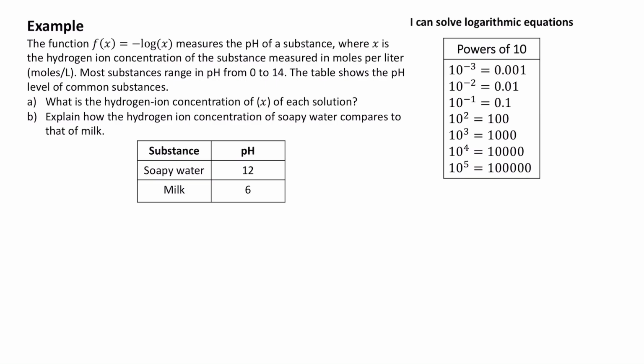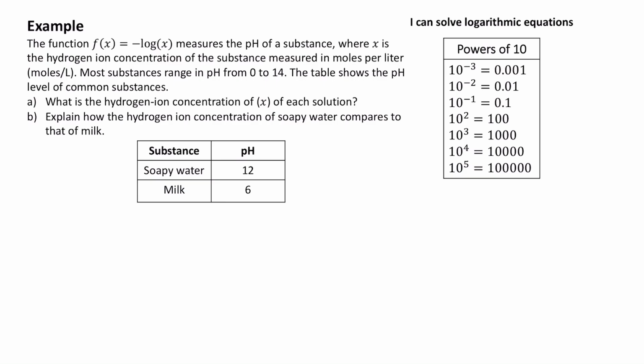Most substances range in pH from 0 to 14. The table shows the pH level of common substances. What is the hydrogen ion concentration x of each solution? And then explain how the hydrogen ion concentration of soapy water compares to that of milk.